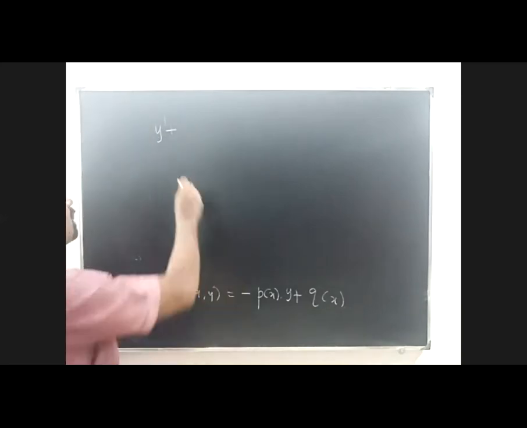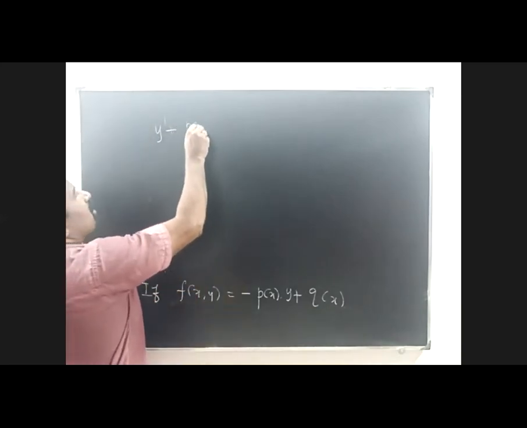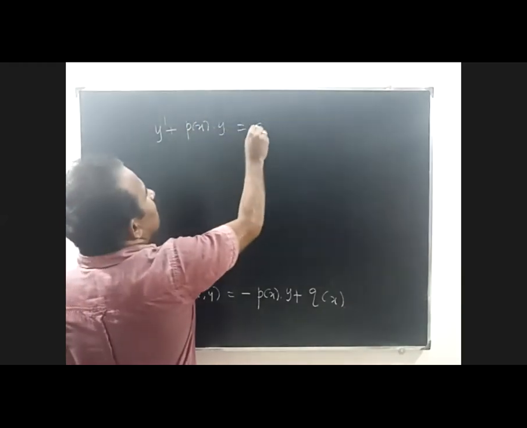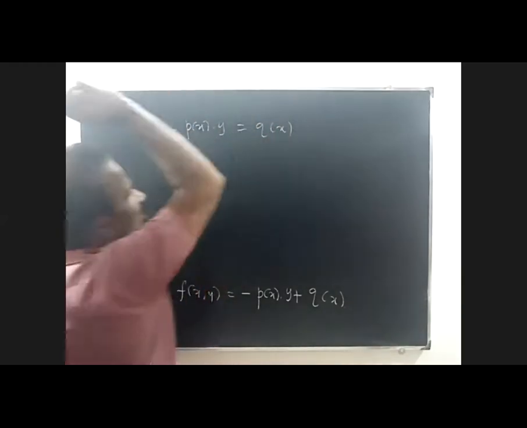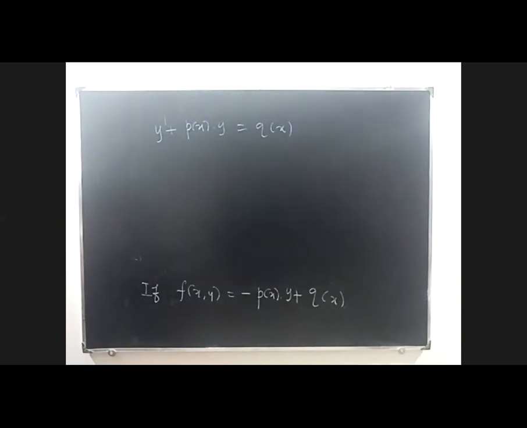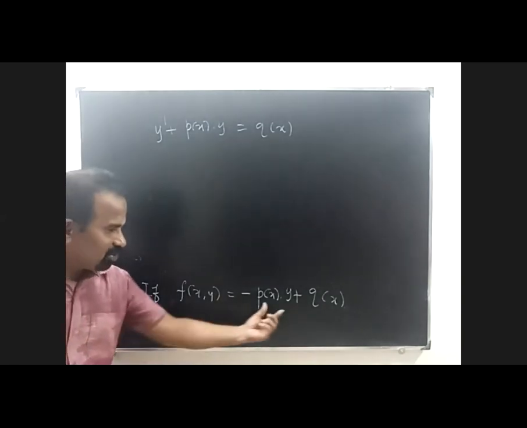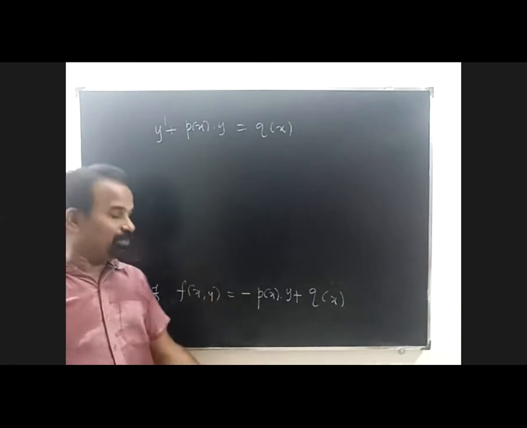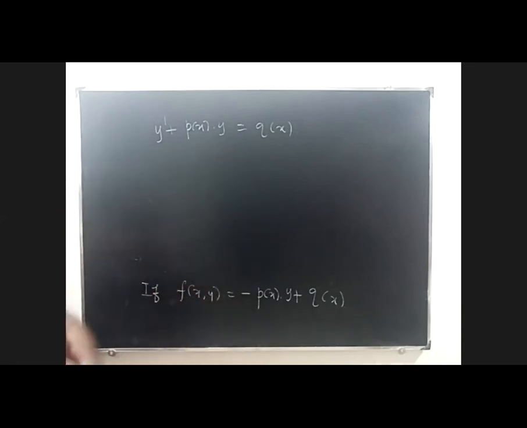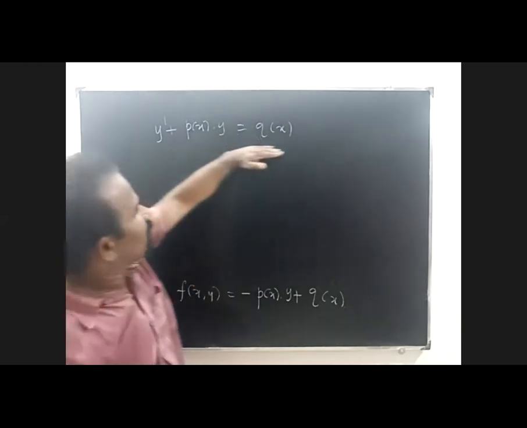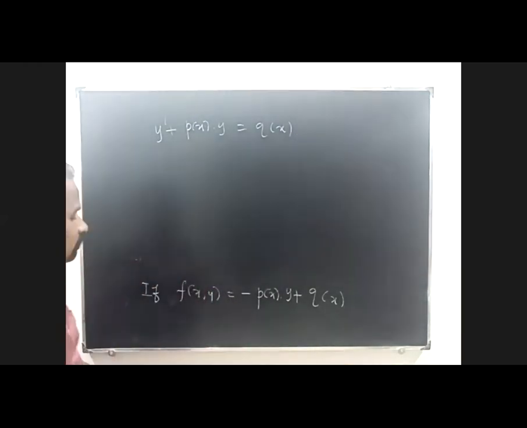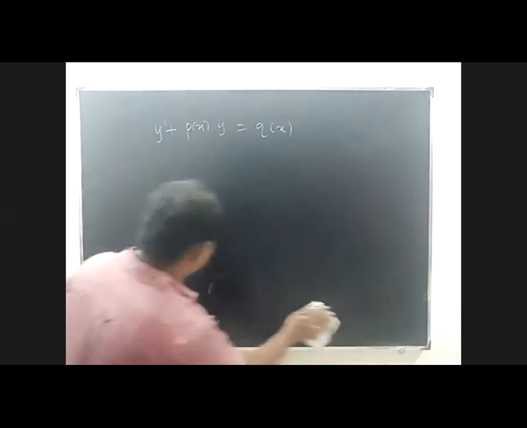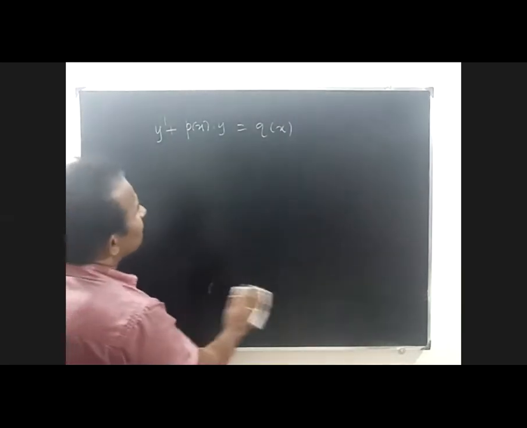y dash plus p of x into y is equal to q of x. All the things are same. f of x comma y is equal to y dash. Therefore, y dash plus p of x into y equal to q of x. This is also can be written as this. So this is called linear equation.